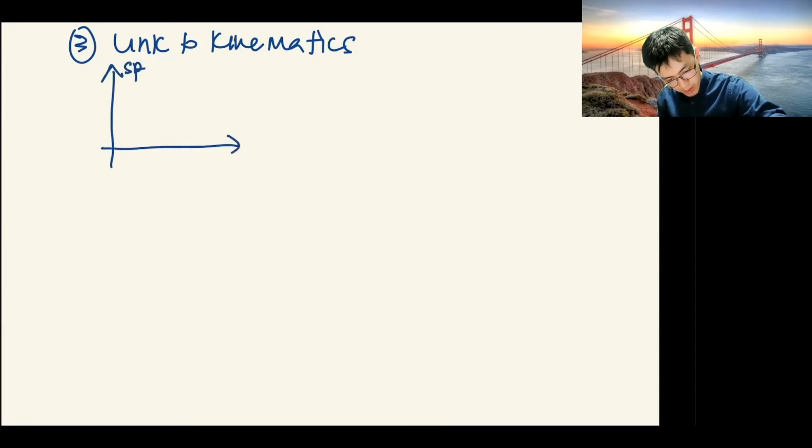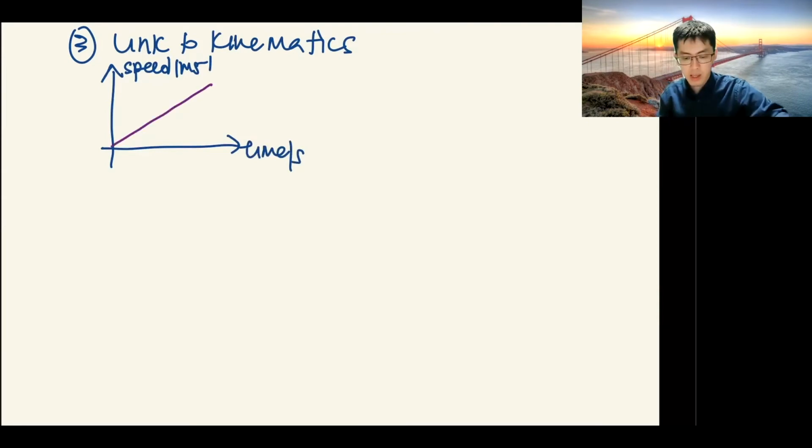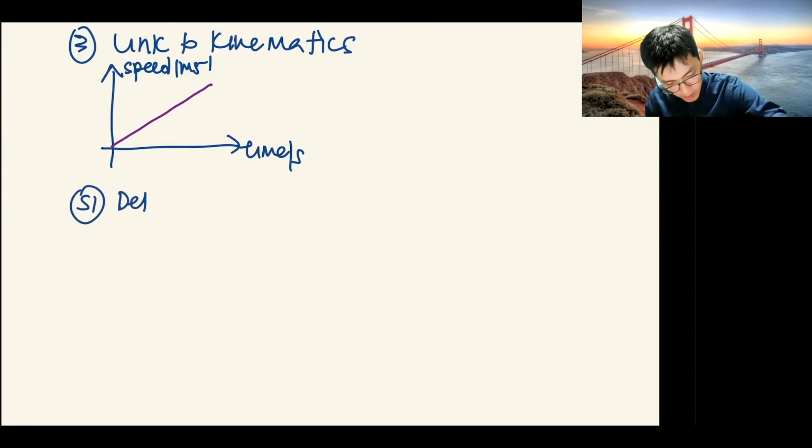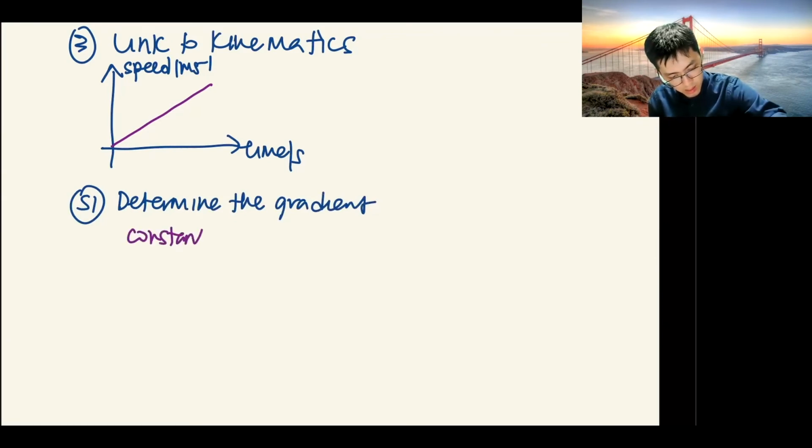They give you a speed-time graph, and then they ask you to interpret the graph. So the very first step is to determine the gradient. And we know that this is a constant gradient.